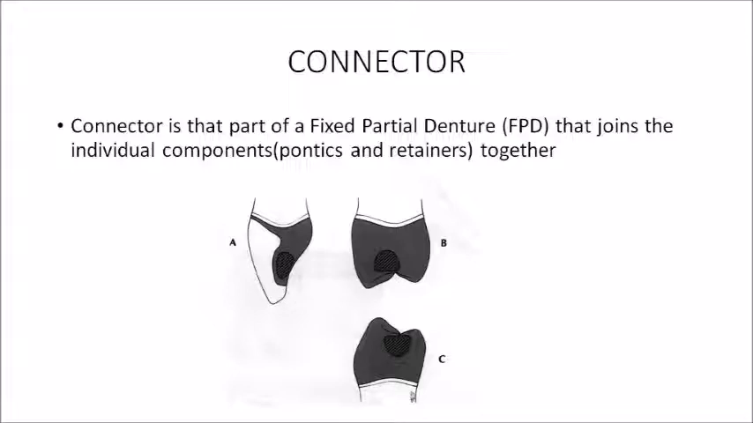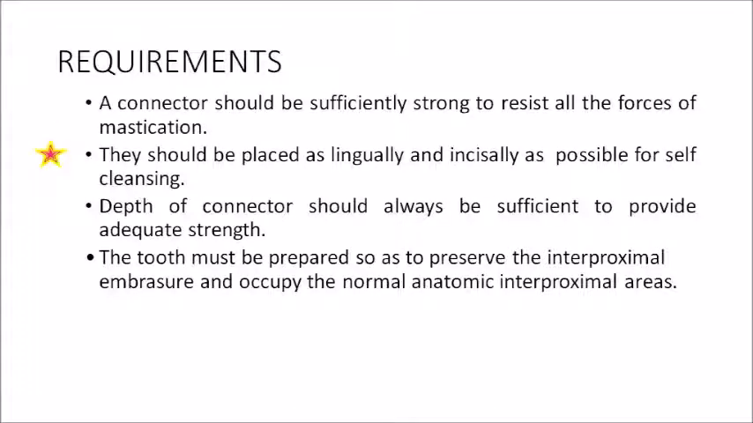So in the diagram you can see there is a shaded area that represents the connector. So connector basically holds the entire FPD together. So it should have sufficient strength to resist all the masticatory forces. It should also have sufficient bulk to provide the strength. So all these things have to be kept in mind before designing a connector.